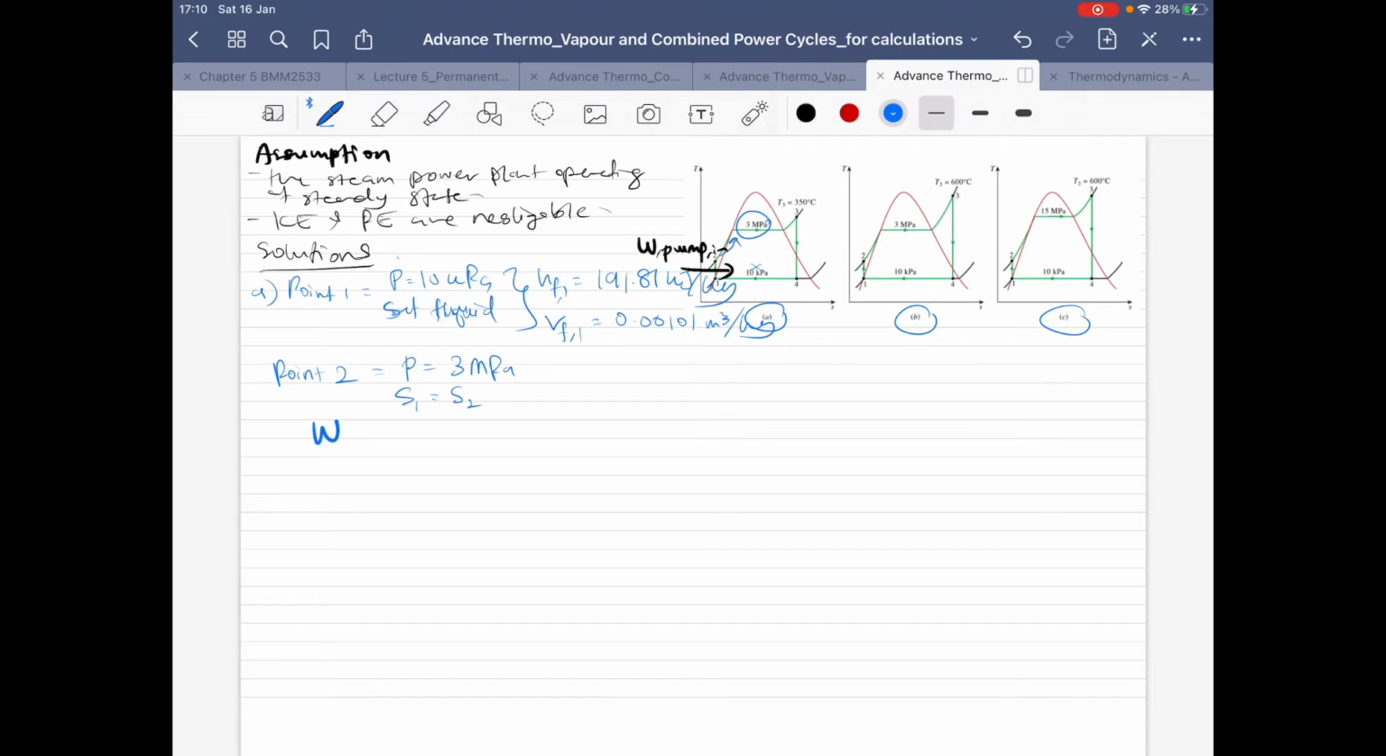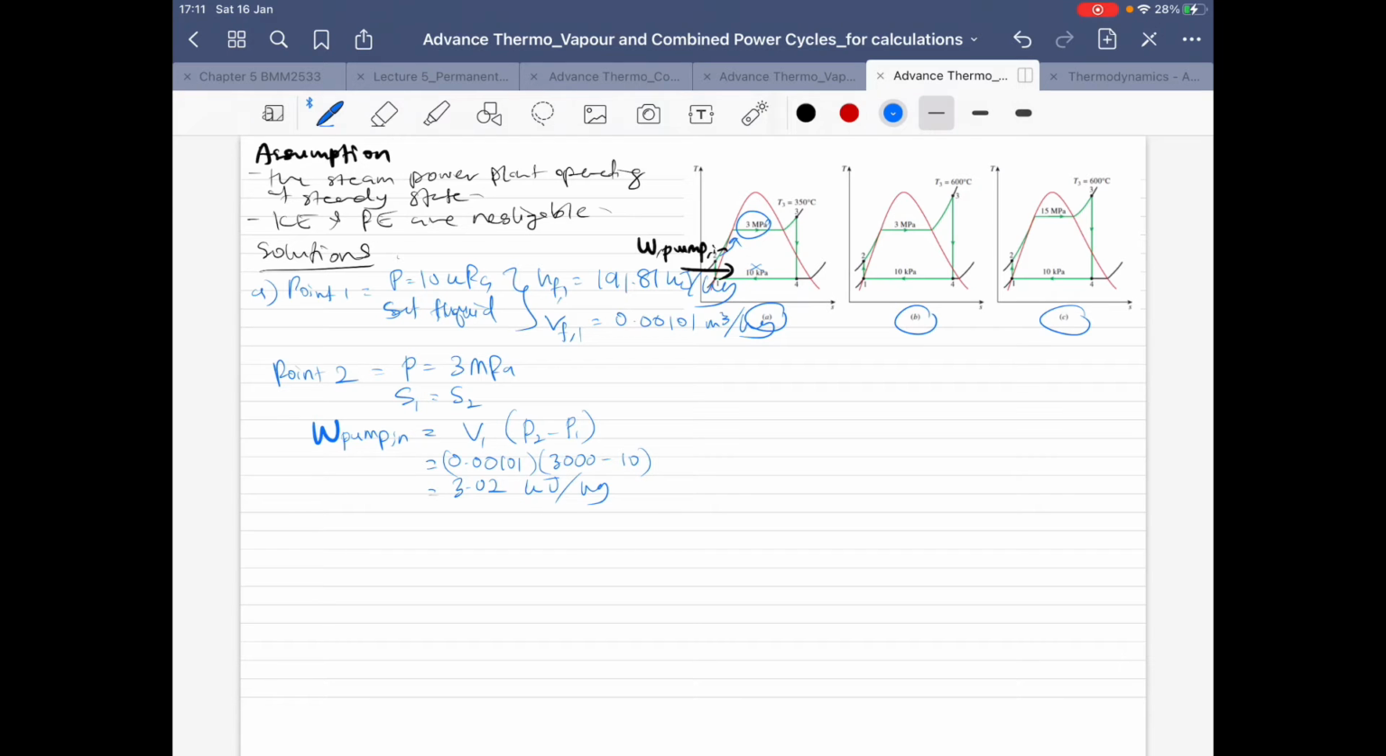W pump in is equal to v1, the specific volume at point 1. Why? Because the entropy is the same. When the entropy is the same, the specific volume is also similar. So v1 times P2 minus P1 is equal to, you just insert back the value, 0.00101. P2 is 3 megapascal, so 3000, we convert it to kilopascal, minus 10. So we get the value of 3.02 kilojoule per kilogram.